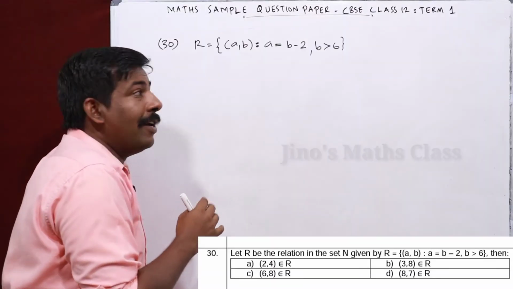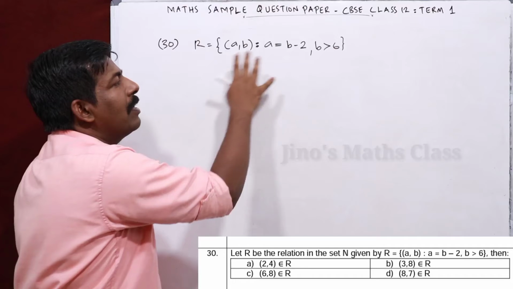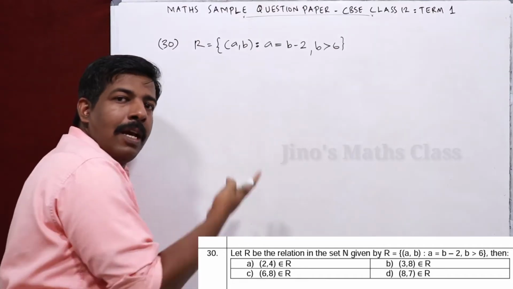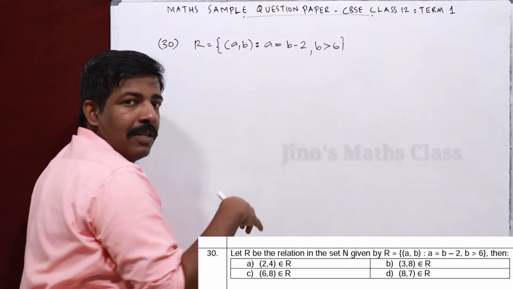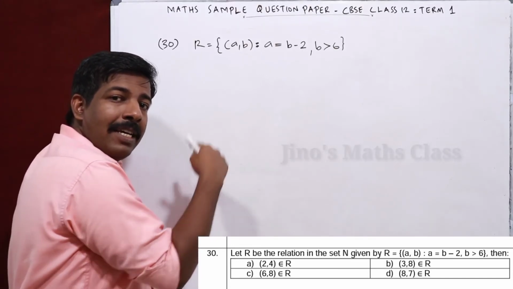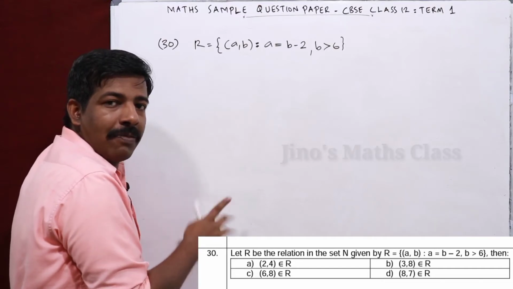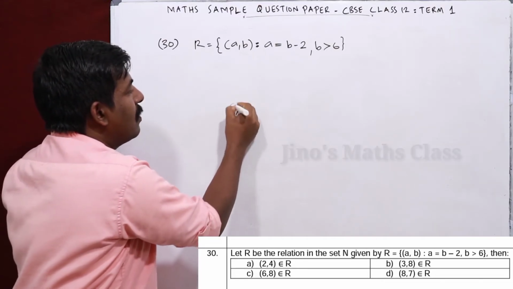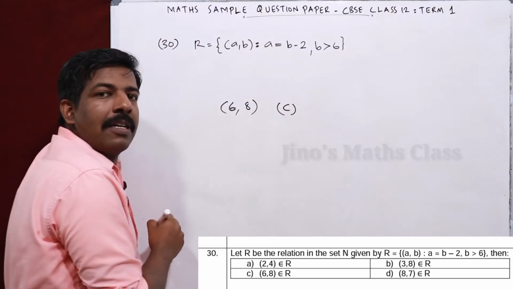30th question. Here we have to find one pair of elements satisfying this condition from the options, and here the second element b is greater than 6. So like that here we have 3 options, and the first element a is b minus 2. That means the only one option satisfying that condition is 6 comma 8. Therefore option C is the correct answer.